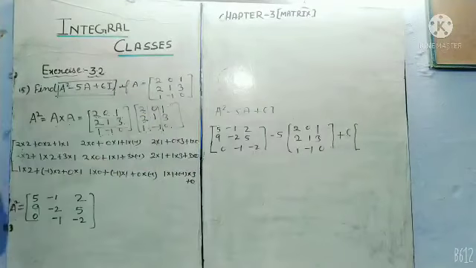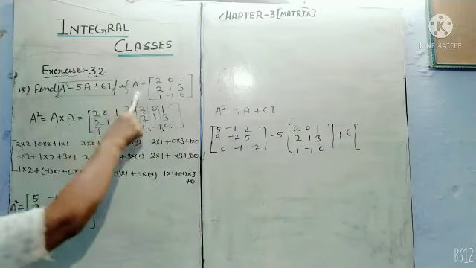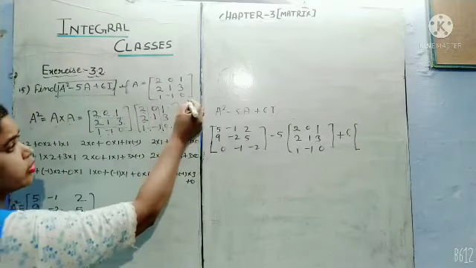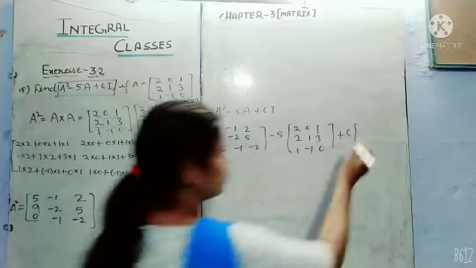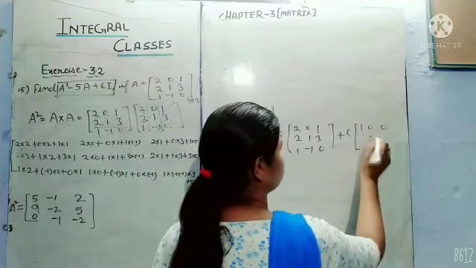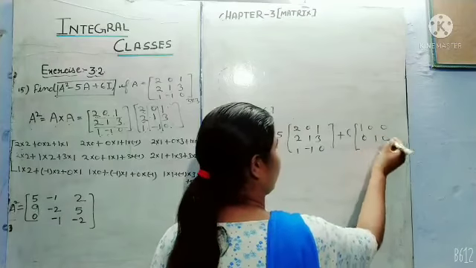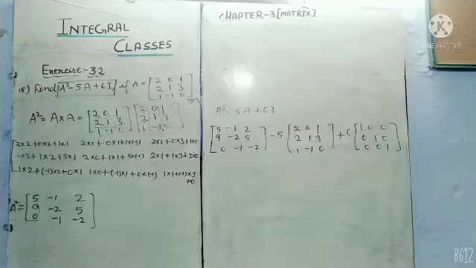Student, we will write here a 3 cross 3 square matrix because A is given. What is the order of A? 3 cross 3. So we should write here the 3 cross 3 identity matrix. Okay, now we will solve these three matrices and get the answer.